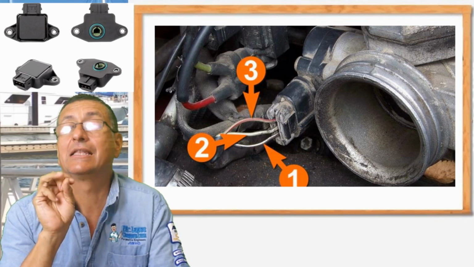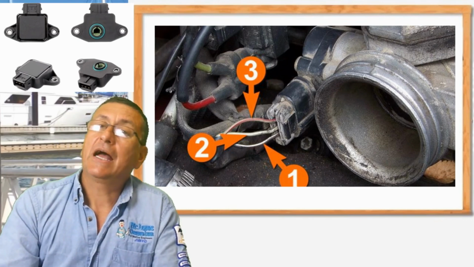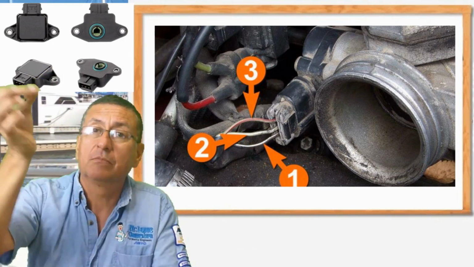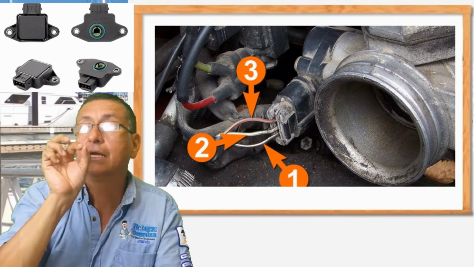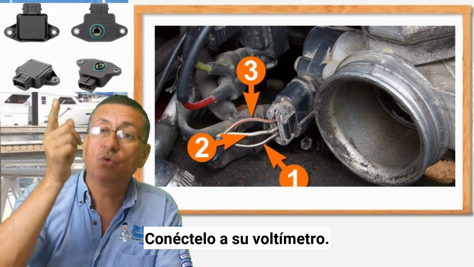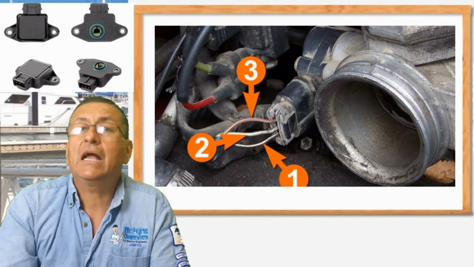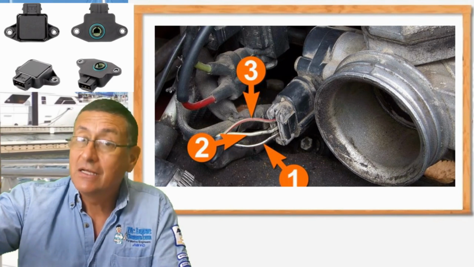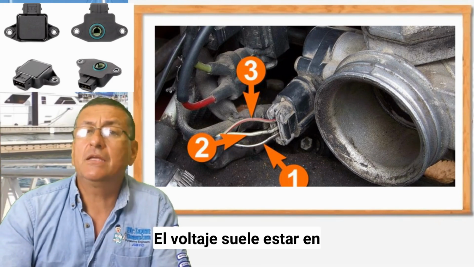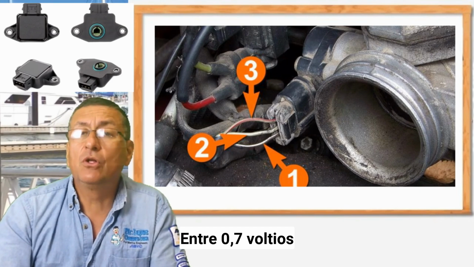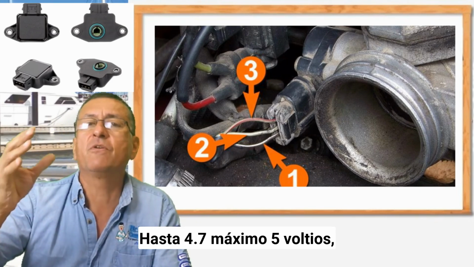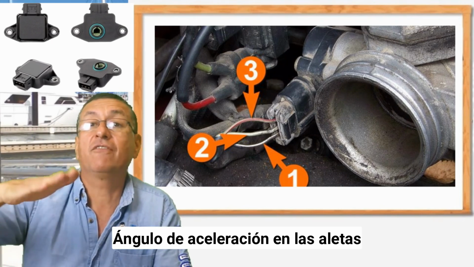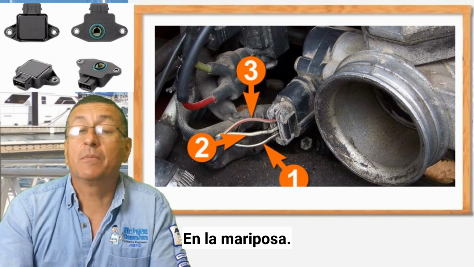Alright, it's important that you identify what is the ground, what is the positive coming from the computer, and what is the signal. Okay, and with a couple of needles, punch the cable with a couple of needles, and connect alligators connected to your voltmeter. And with the engine running, accelerate the engine and verify the voltage. The voltage normally fluctuates in between 0.7 volts until 4.7 maximum 5 volts, depending on the angle of acceleration in the flap of the throttle body, in the butterfly.